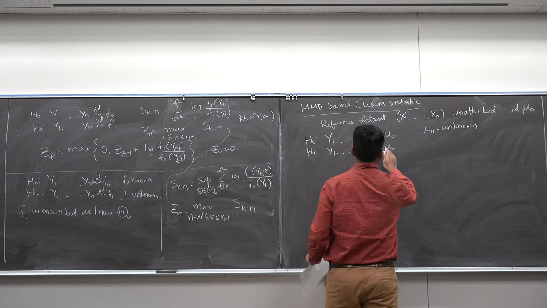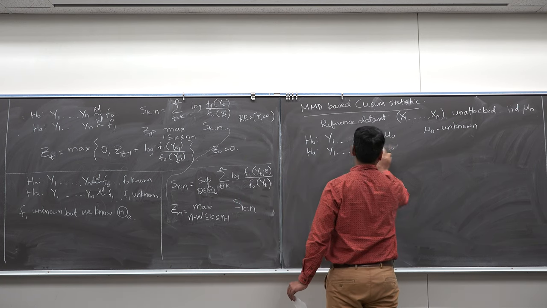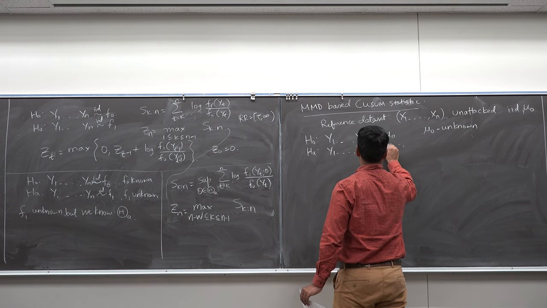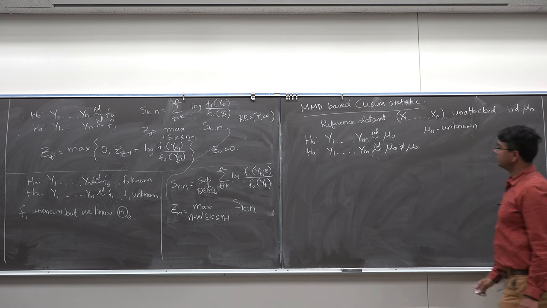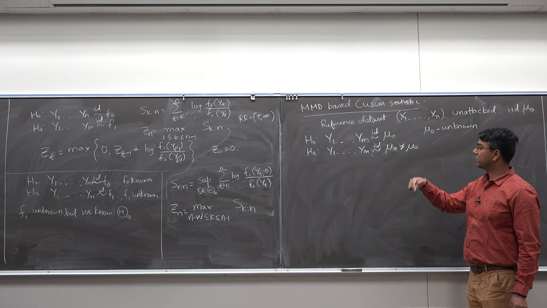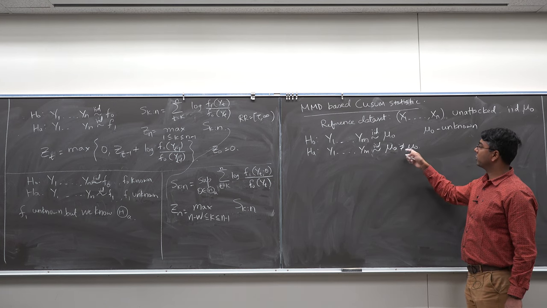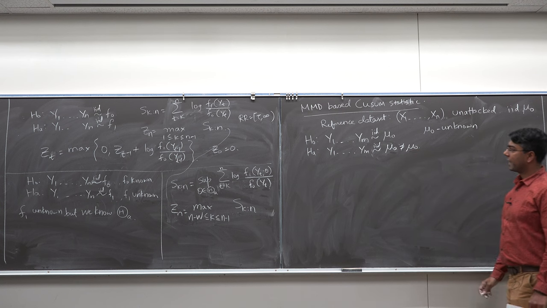Let me call this distribution mu A. So this is the attack distribution, the distribution under attack. If the temperature of this building was under attack, then the distribution is mu A. And it's not the same as the temperature of the building under the no attack scenario.